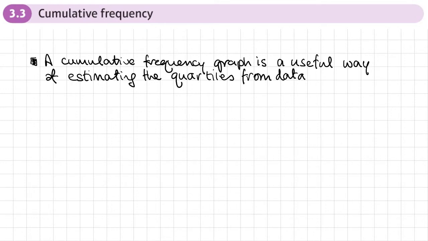This is the third section on chapter 3 on representations of data, and this section is on cumulative frequency. Now, you've done cumulative frequency at GCSE, so I'm not going to go through how to draw it here. You could always look at one of my GCSE videos. But a cumulative frequency graph is a useful way of estimating the quartiles from data. In other words, estimating the upper quartile, lower quartile, and the median from a cumulative frequency, because we can just read it off from the graph.